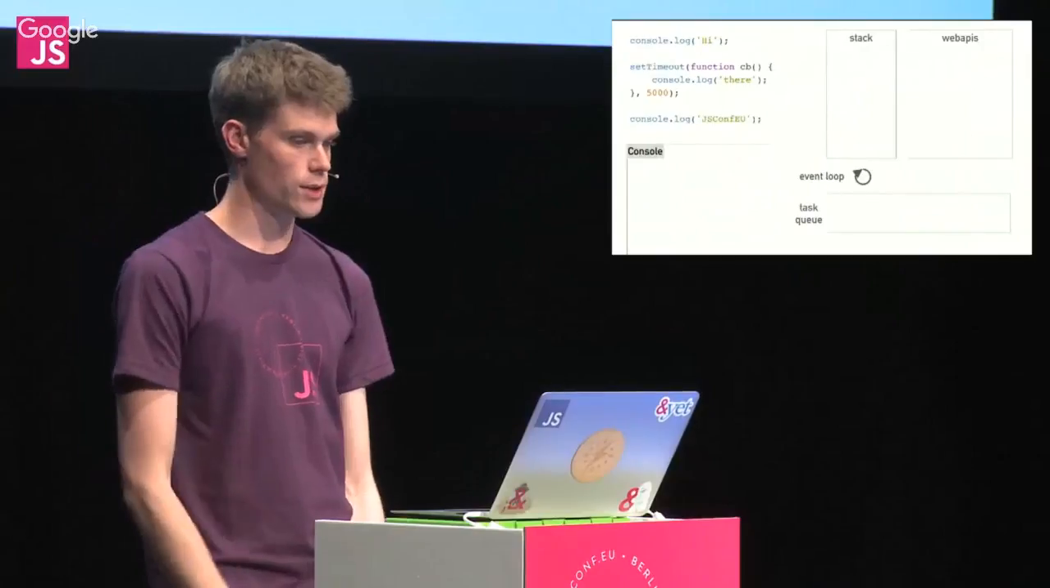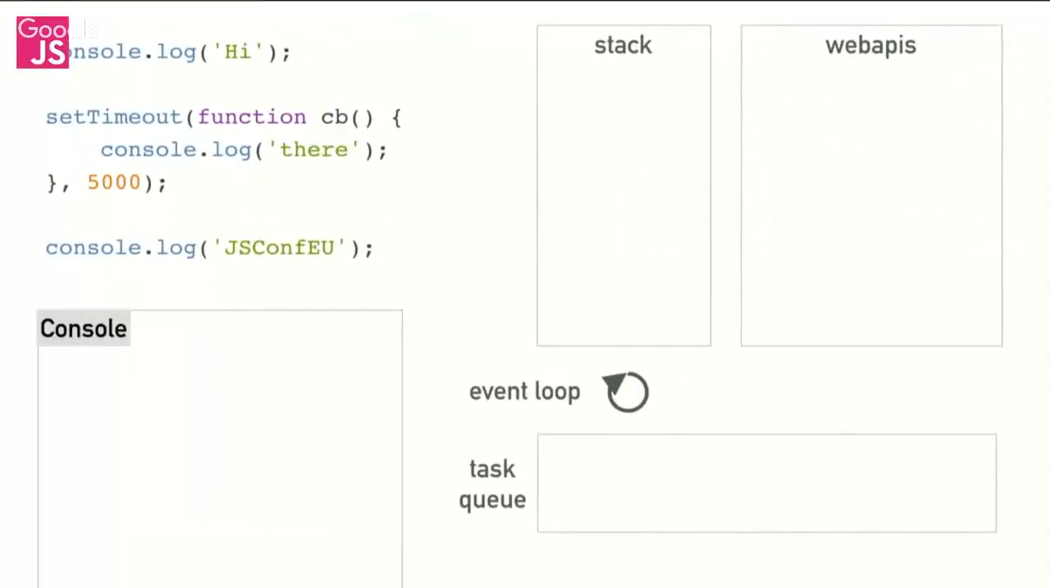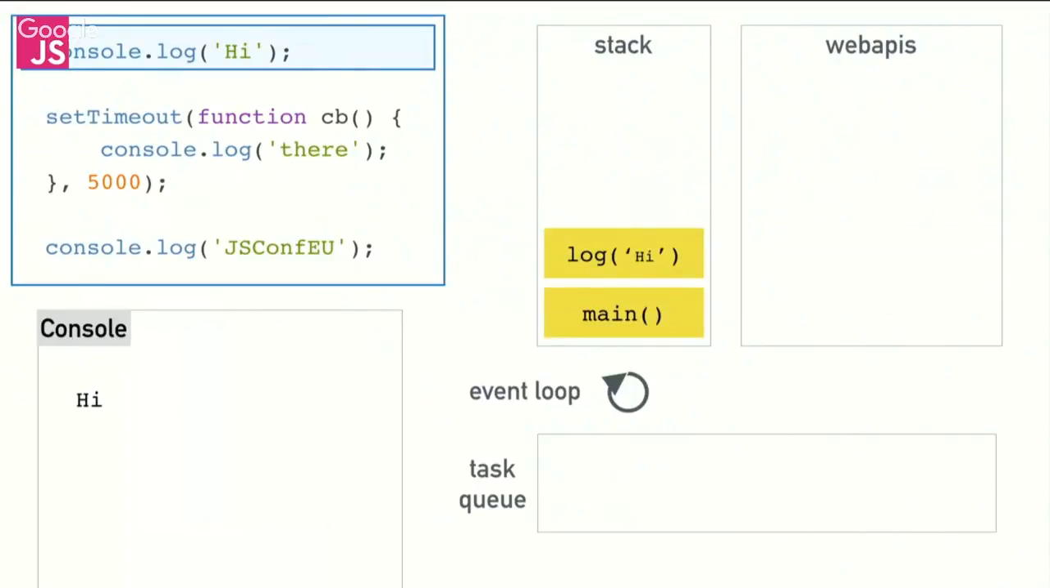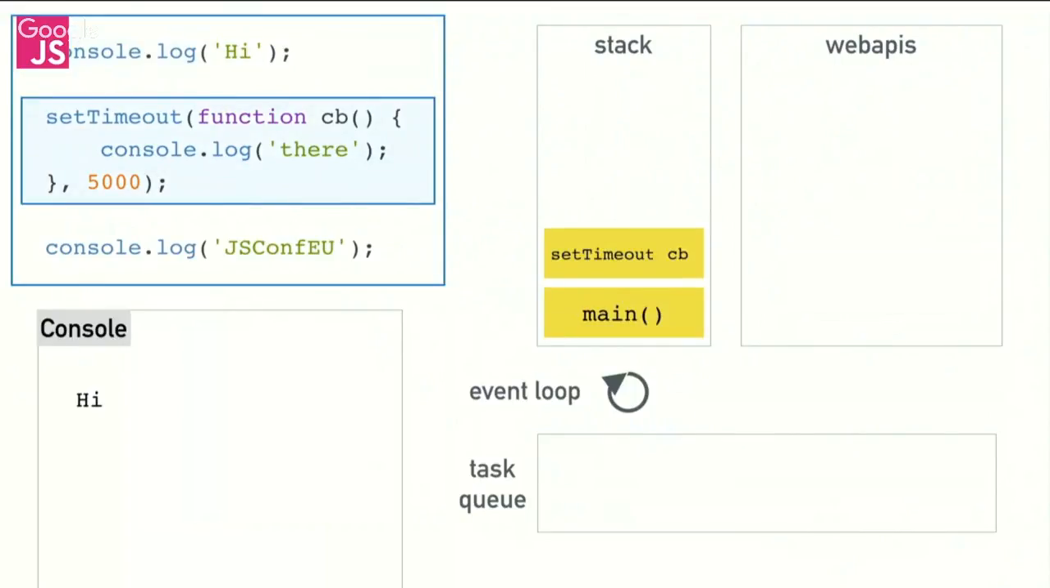Okay, so now that we have this picture, let's see how this code runs in this more full picture of what a browser looks like. Same as before. Run the code, console.log hi to the console. Simple. Now we can see what happens when we call setTimeout. When we call setTimeout, we pass a callback function and a delay to the setTimeout call.